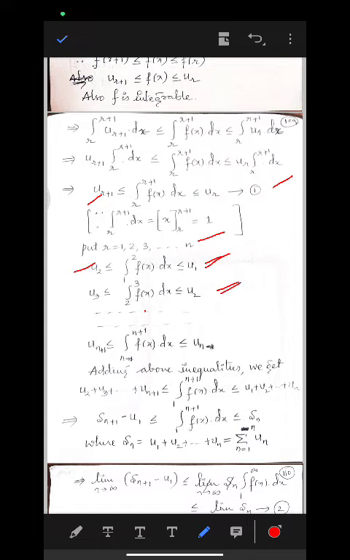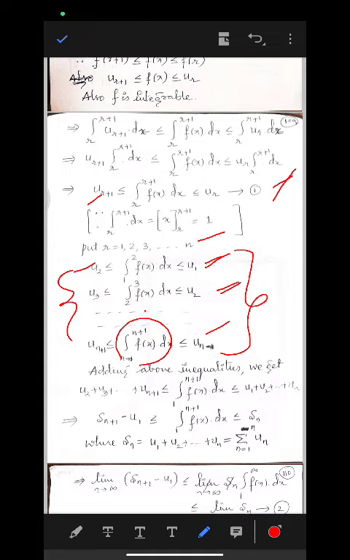If you go on putting the values of r in equation 1, what will the last inequality be? u_(n+1). In place of r you put n, that's it. u_(n+1) is less than or equal to the integration over n to n plus 1 of f of x dx. Keep in mind, n to n plus 1 of f of x dx, which is less than or equal to u_n. That is what we have.